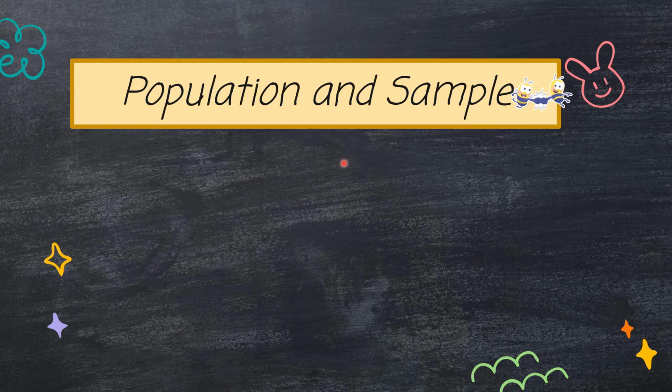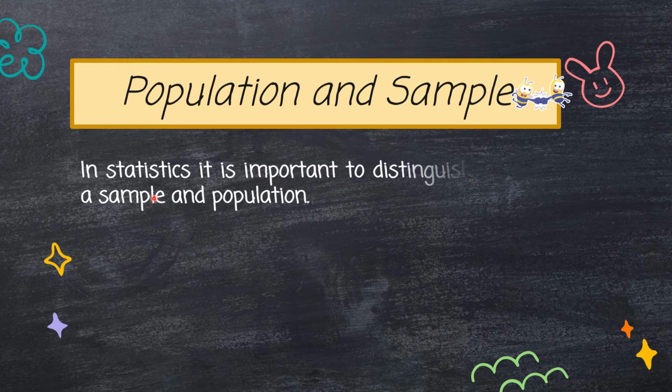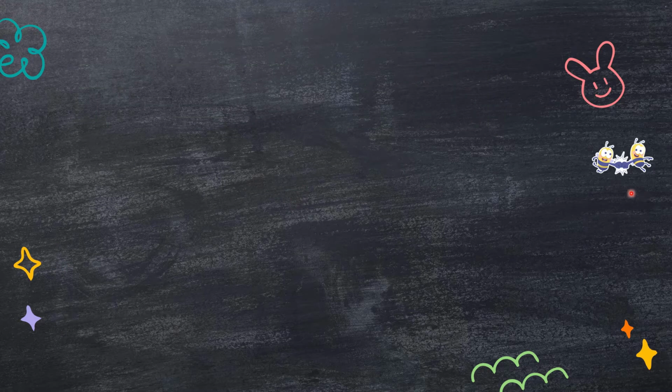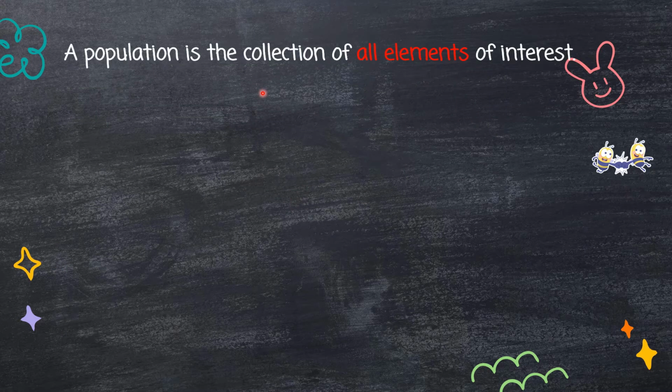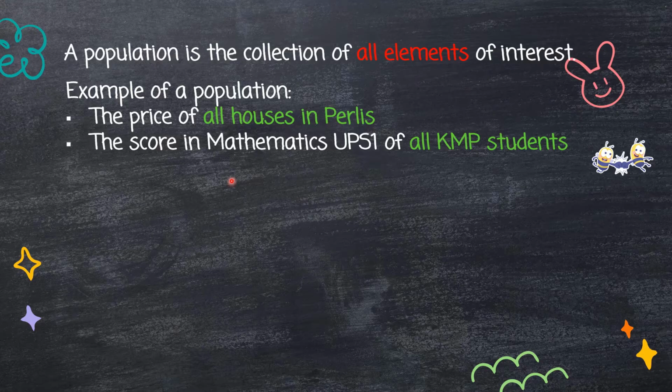Let's define the population and sample. In statistics, it is important to distinguish between a sample and a population. A population is the collection of all elements of interest. So the keyword here for population is all elements. Example of a population: the price of all houses in Perlis. So this is a population because it mentions all houses in Perlis.